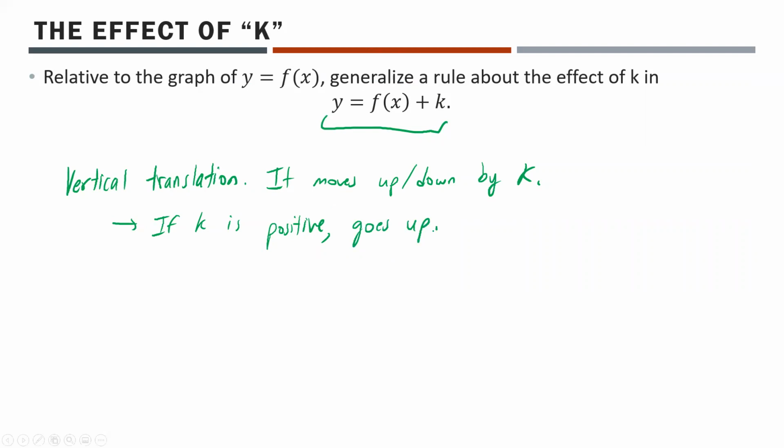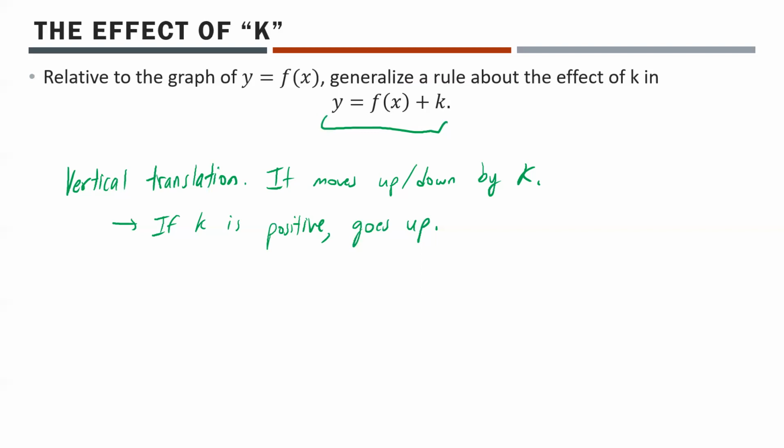And if k is negative, of course, it goes down. So if you have plus negative something, or in other words, minus something, your graph is going to go down. That's the effect of k. So in other words, if you have something in function notation where you don't actually fill in whatever f of x is, and you have f of x plus k, you know that your function, whatever your function may be, is going to be moving up or down by that value k.